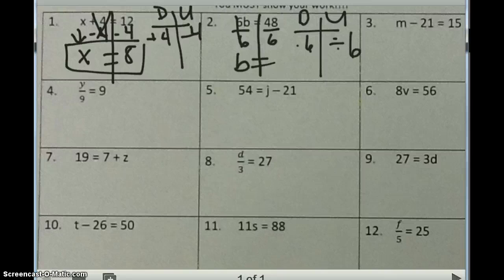48 divided by 6 is 8 again. So then I write that neatly so that everybody can read it, and I put a box around it just so that I can find my answer later. Let's go over to this one. m minus 21. So what's happening to that m? You're subtracting 21. How do you undo subtract 21?